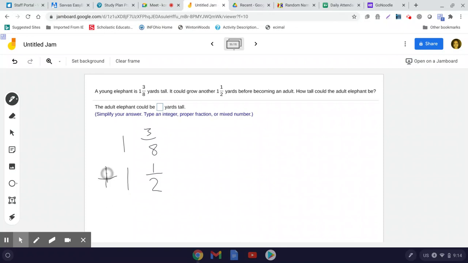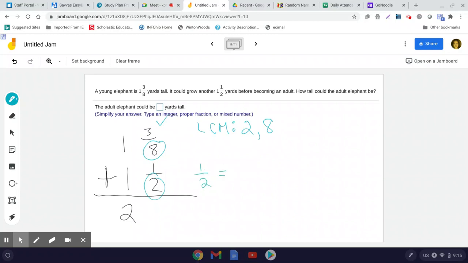All right, so this is one strategy. I can line them up. Obviously, 1 plus 1 is 2. Then 3/8 and 1/2. Houston, we have a problem. They have 2 different denominators. That is not okay. So what is the LCM of 2 and 8? The answer is 8. So this one is fine, but this I need to convert.